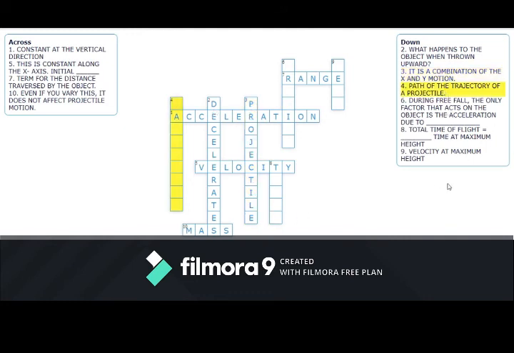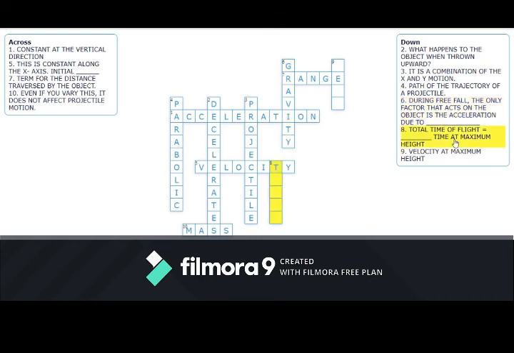Next, number 4. What do you call the path of the trajectory of a certain projectile? What is the behavior of the path of the trajectory of a certain projectile? So what do you think is the answer? Yes, the answer is parabolic. Number 6. During free fall, the only factor that acts on the object is the acceleration due to blank. So what is that blank? Yes, you guessed it right. The answer is acceleration due to gravity.